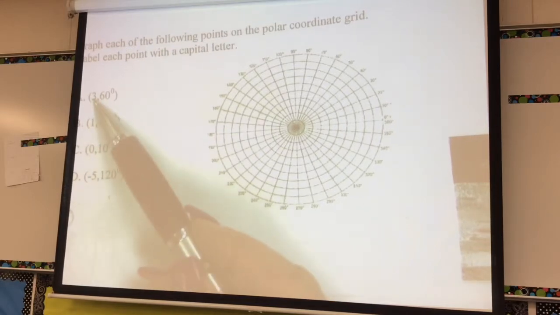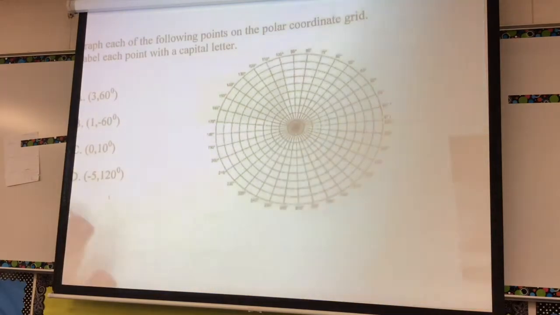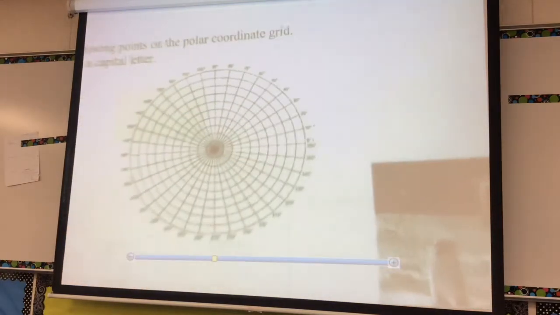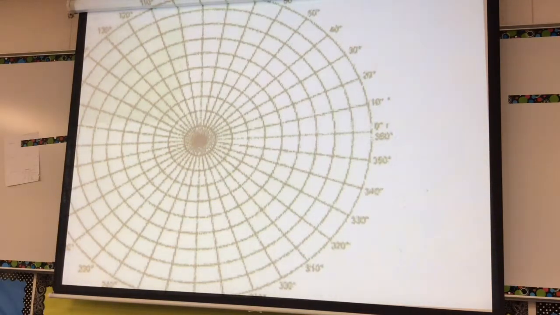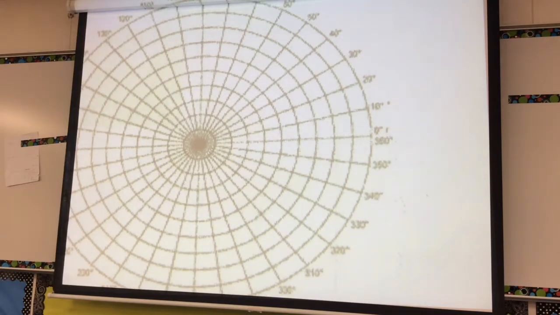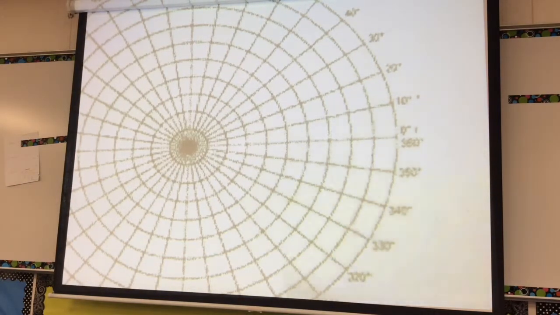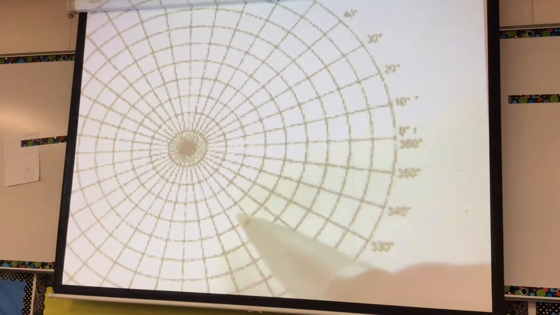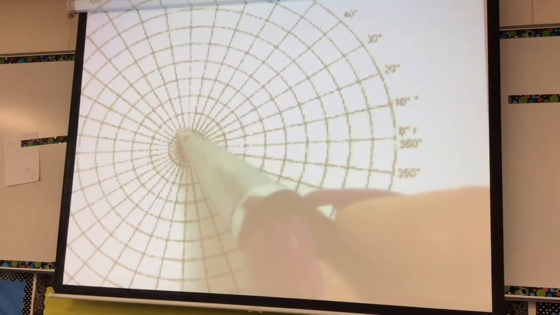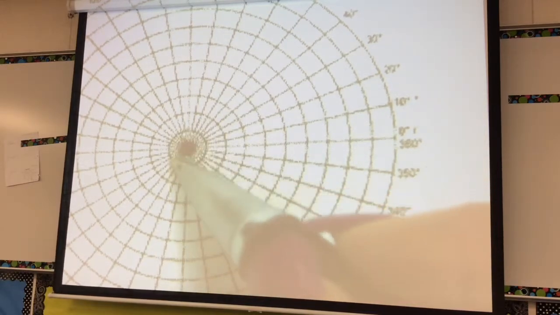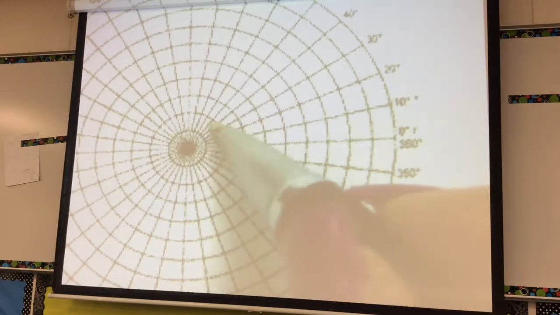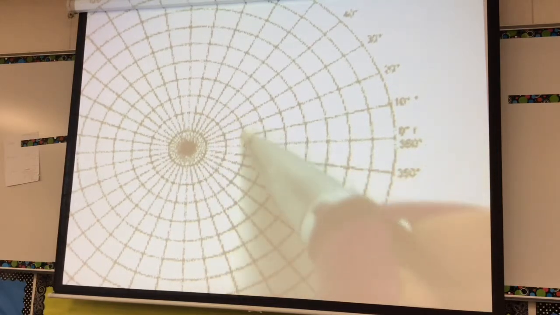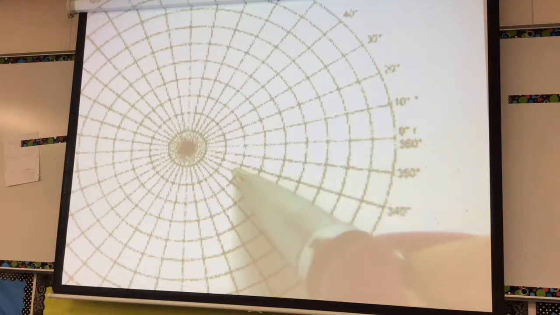So if my R is 3, as it is in choice A, I'll be walking 3 circles away from the pole. Now, because things are so distorted when you enlarge them, here's my rule of thumb: if I cannot see the circle, it's not a circle. So the first circle I can see is this one. That would be 1 circle away from the pole. This guy would be 2 circles away from the pole, 3 circles, and so on.